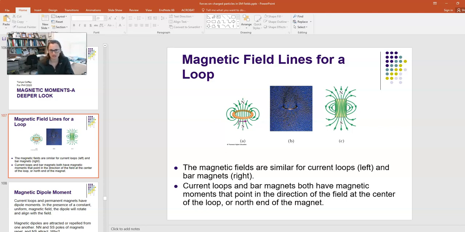If you take your right hand and, for a current loop, curl the fingers of your right hand in the direction of the current flow, your thumb gives the direction of the magnetic moment, which is the same as the direction of the field at the center of the loop. It's basically the north pole of the bar magnet shown here at the right. So current loops and bar magnets both have similar field lines, and that gives rise to a magnetic moment, and the magnetic moment points in the direction of the north end of the magnet as shown here.